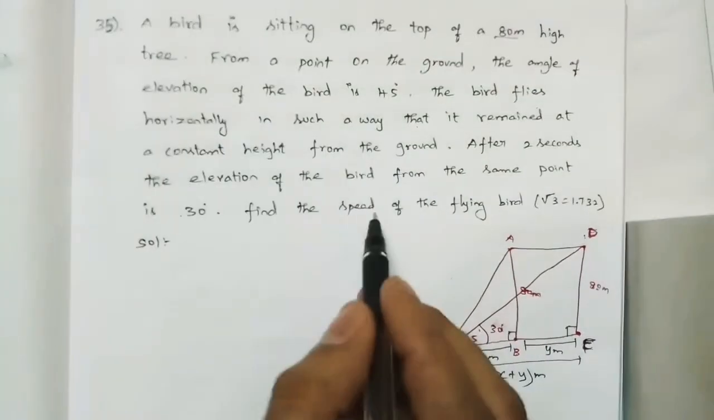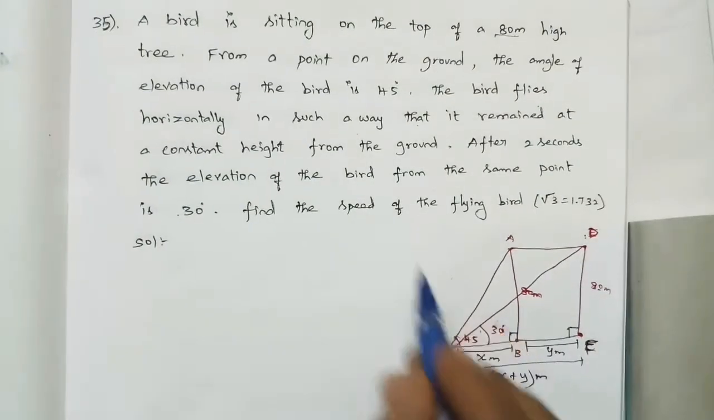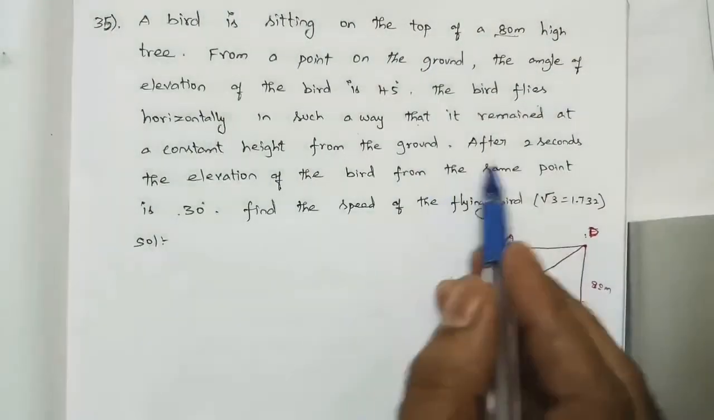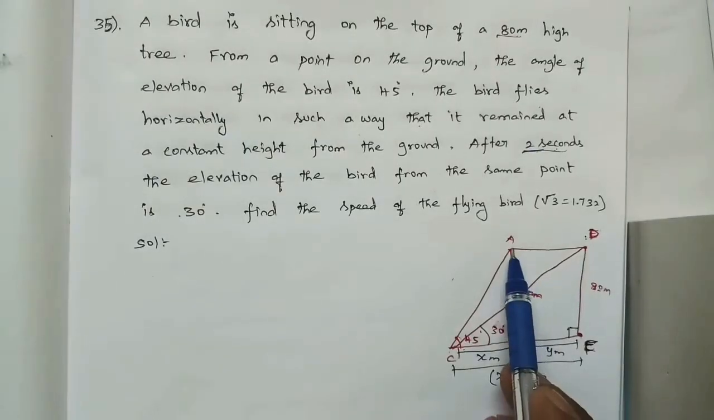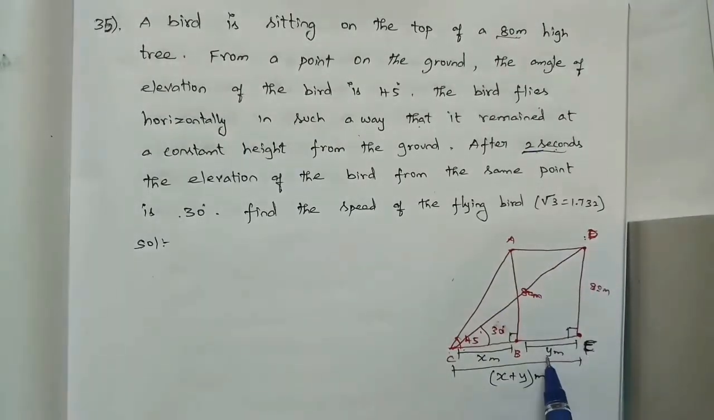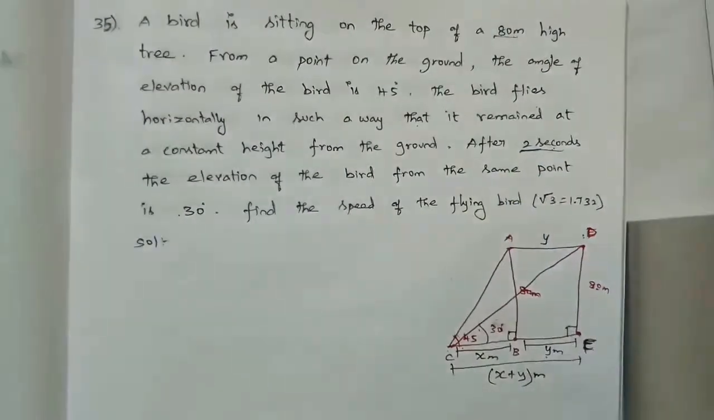What we want to find is the speed of the flying bird, right? Speed is distance divided by time. Time they have given is 2 seconds, right? The distance we want to find is from this point to this point, that is AD, which we have assumed as Y. So Y meters divided by 2 seconds is how we can find the speed, right?